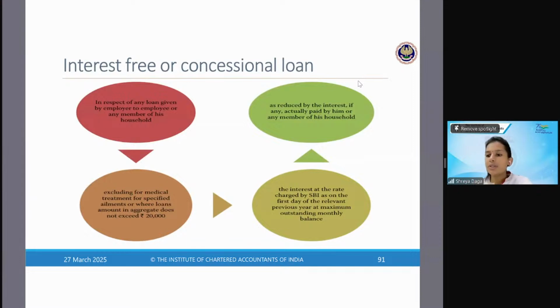All right. Let's do this. Illustration 11 is pending. I have noted. We will do that. Let's do this: interest free or concessional loan. This is a very simple, very quick, short concept.